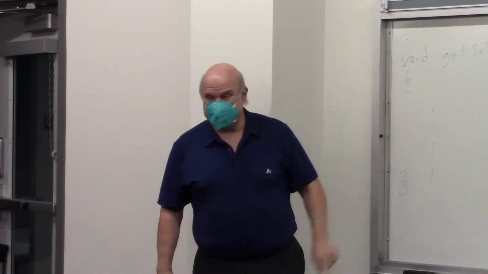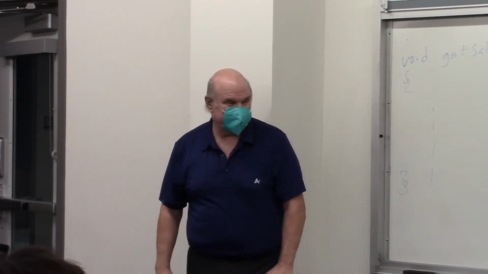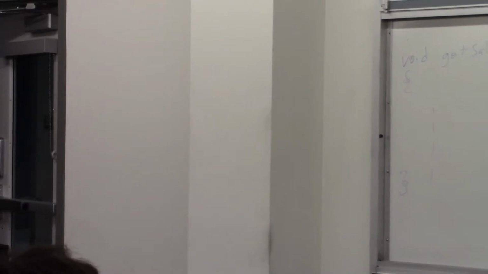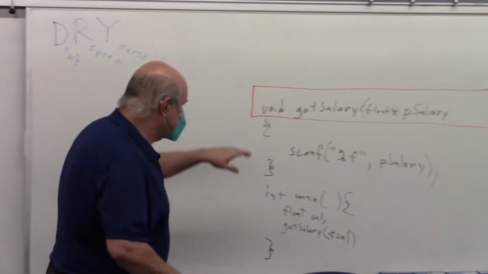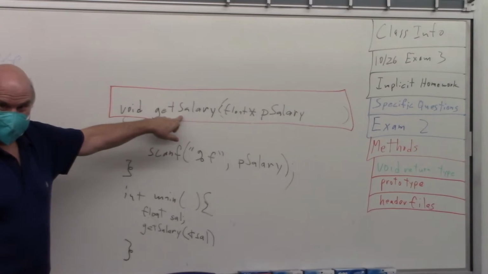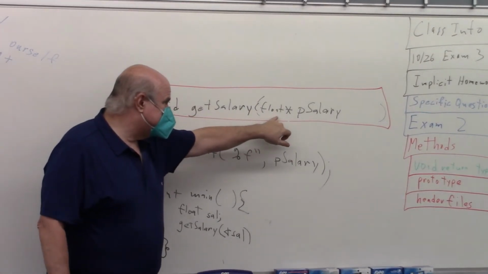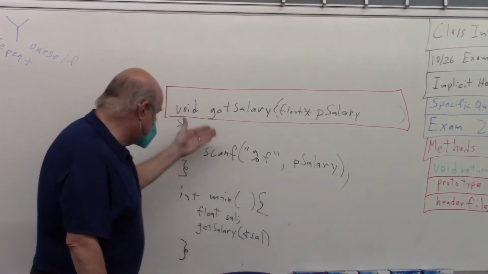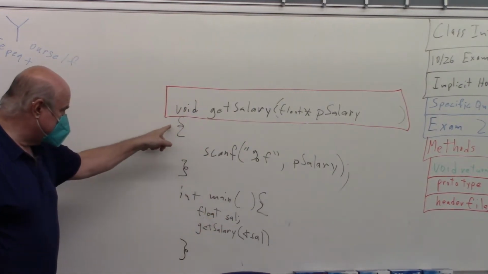Okay, let's get back to methods. Now there are two things you can do with a method: declaration and definition. Let's talk about what that means. Let's take this example right here. This is a method called getSalary that takes a float pointer named pSalary. And then I wrote the body of the method right here between the braces.